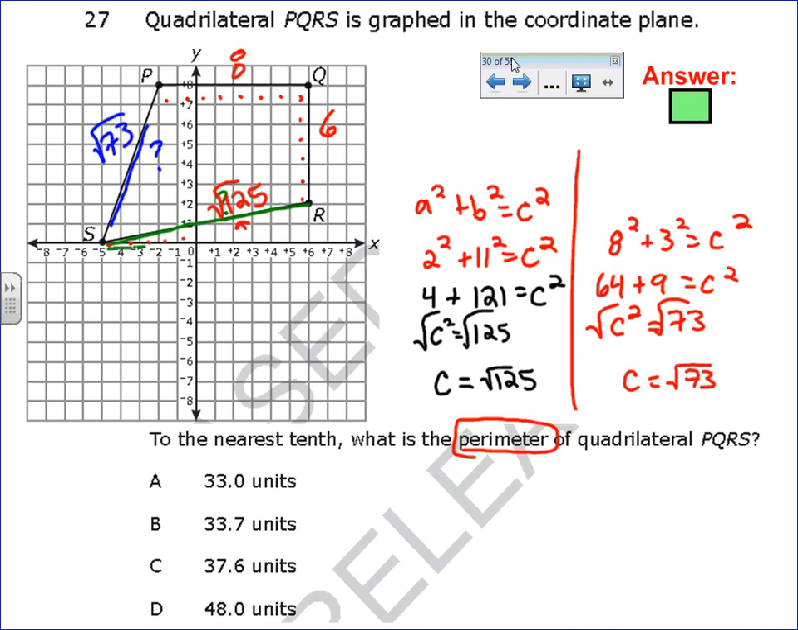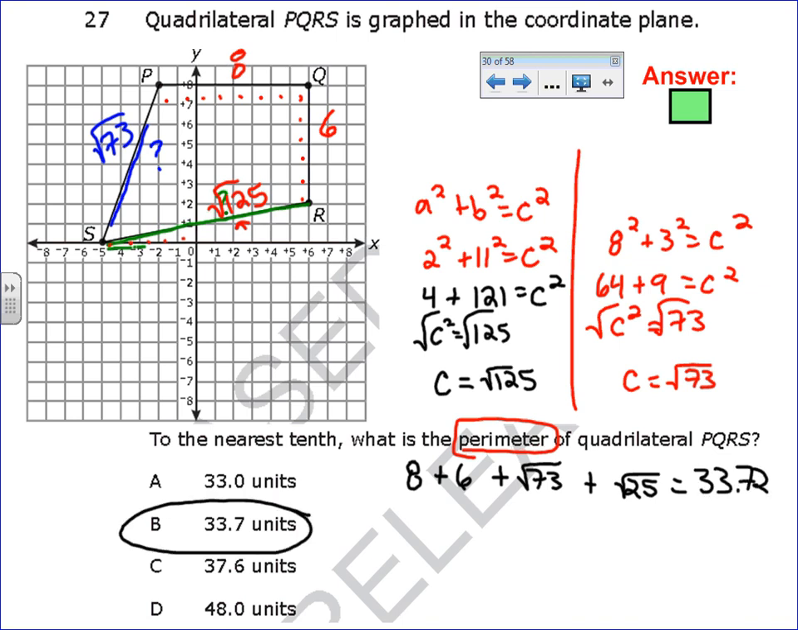Well, now that I have all my sides, I can add them all up to get the perimeter. So I have 8 plus 6 plus the square root of 73 plus the square root of 125. And when you add those up, you get 33.72, so to the nearest tenth, your answer is B.